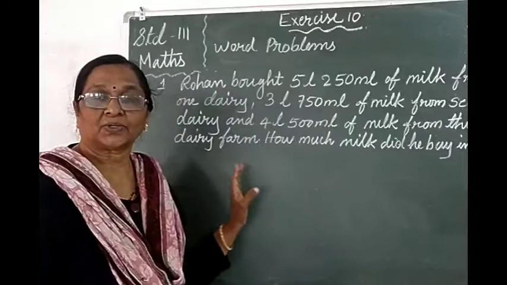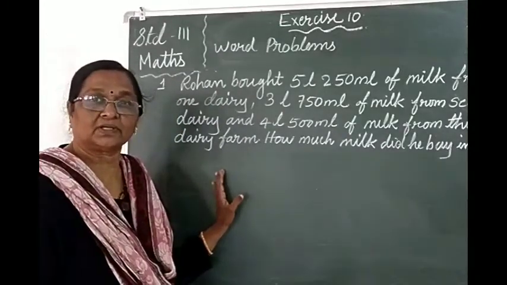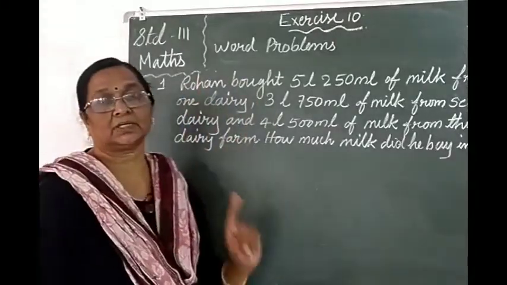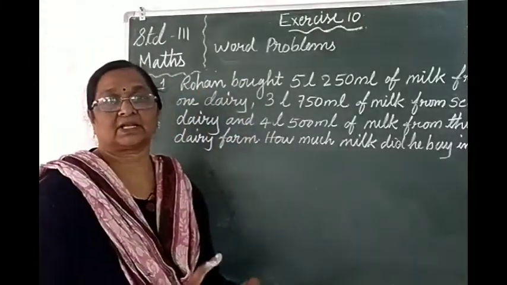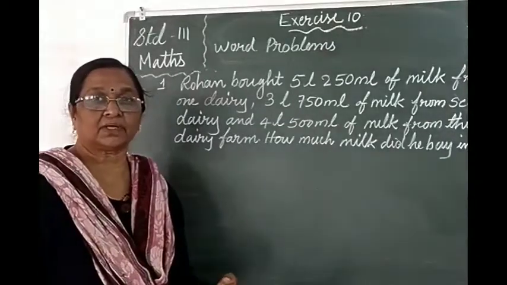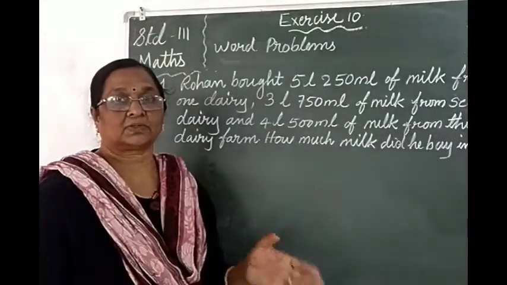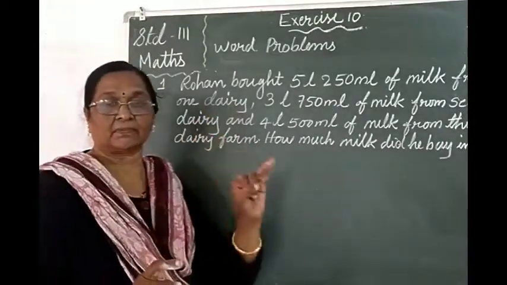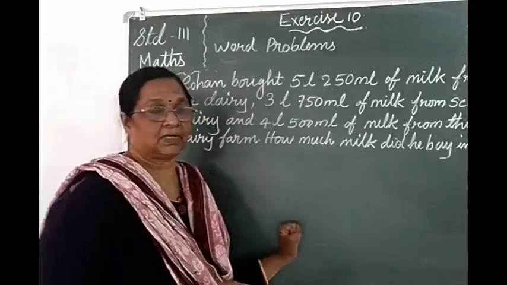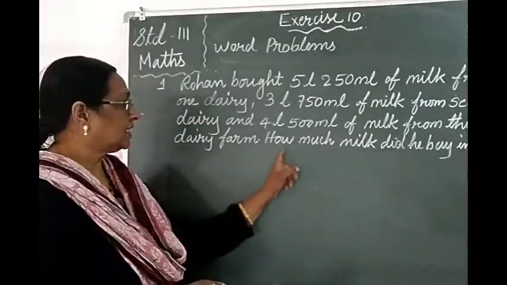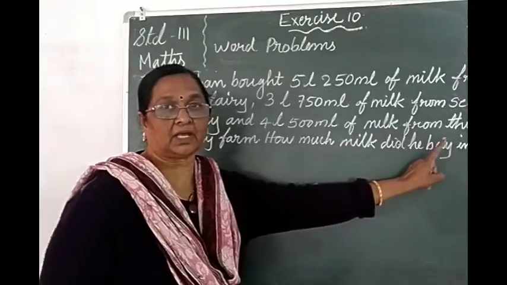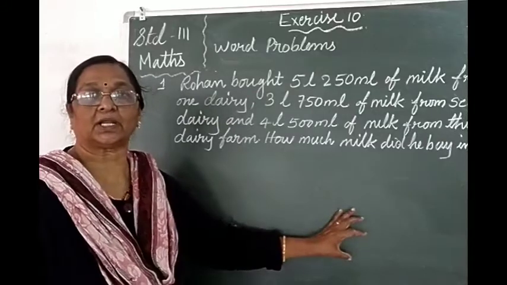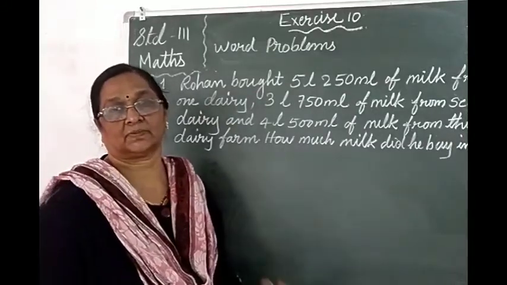Have you got the question? Have you understood the question? So from 3 places Rohan bought the milk. First dairy, second dairy. Dairy means dairy farm where so many cows are there. So that we call it a dairy farm. From 3 places he has bought the milk. Now what we have to find out: how much milk did he buy in all? From all 3 farms, what is the total quantity of milk he bought?